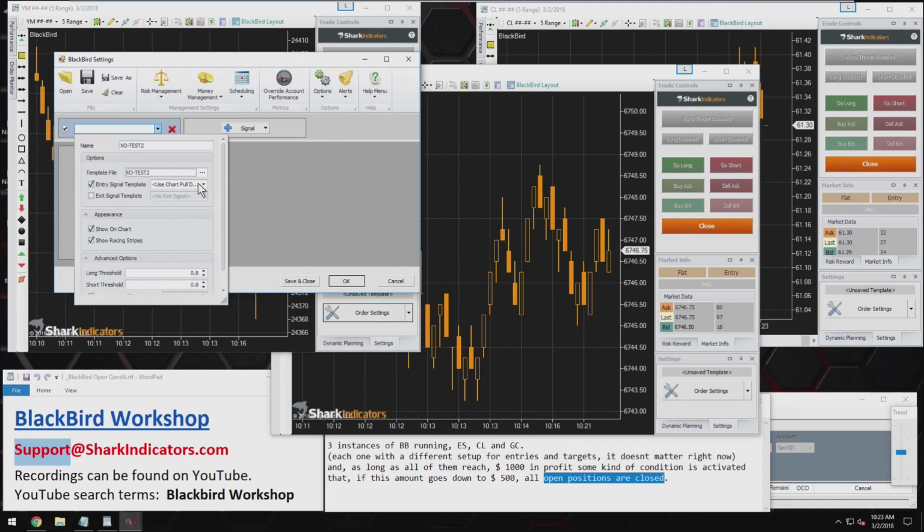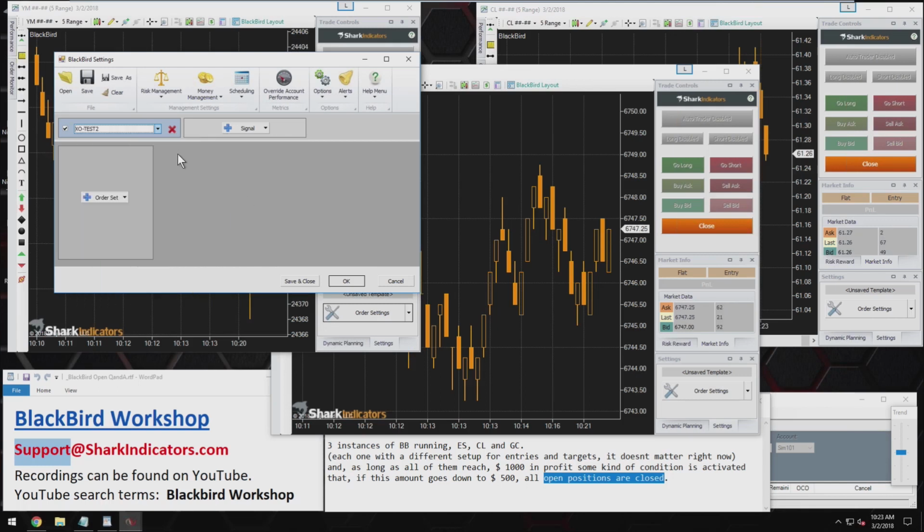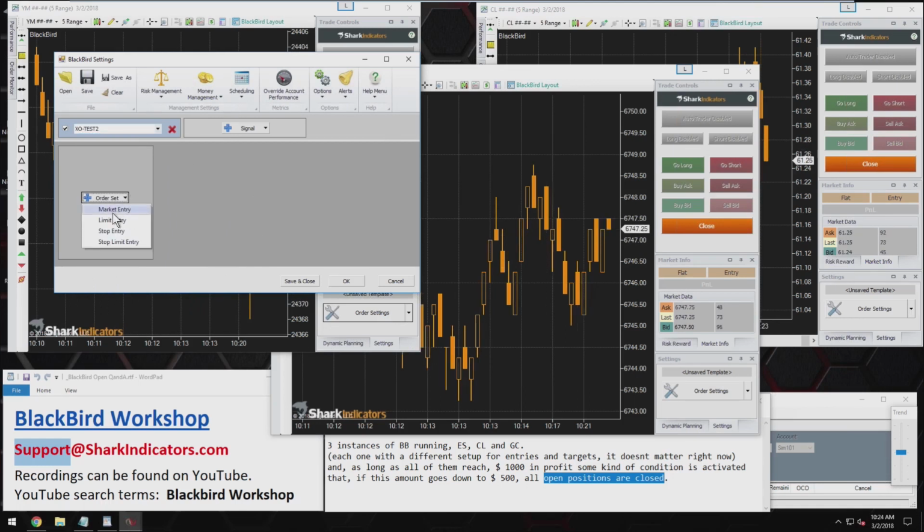And in this test file, it just generates a bunch of random signals here. But I can use this price inflection with MACD filter here. There. And also, let's set up some order settings here.